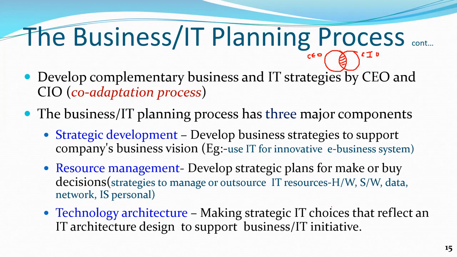And technology architecture is also important in such a process, right? It means making strategic IT choices that reflect an IT architecture designed to support business IT initiatives. So there should be a technological architecture, which we call the information technology architecture. The next slide explains what the technology architecture is. These three major components, strategic development, resource management, and planning and managing a technological architecture, are important in this co-adaptation process in an e-business initiative, right?